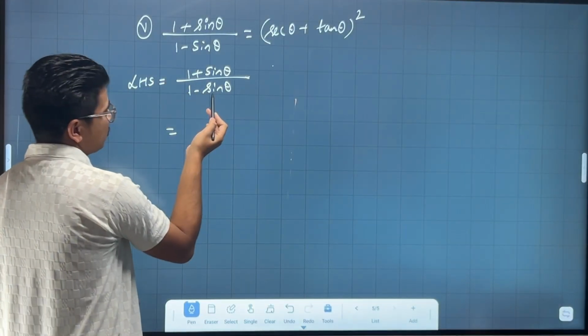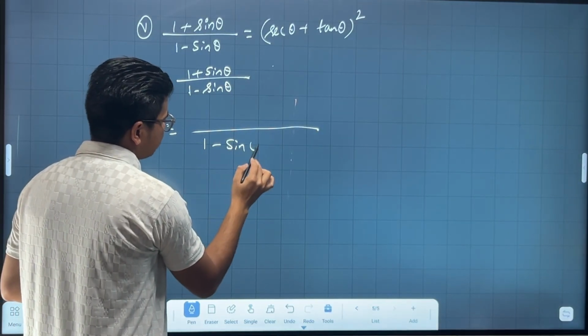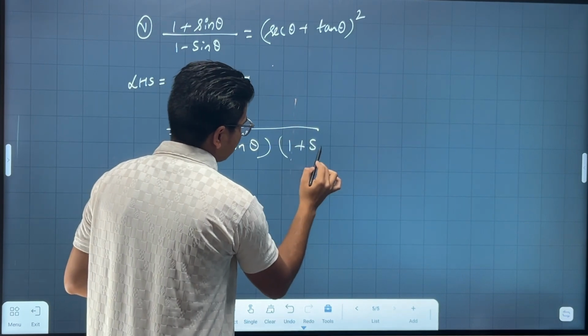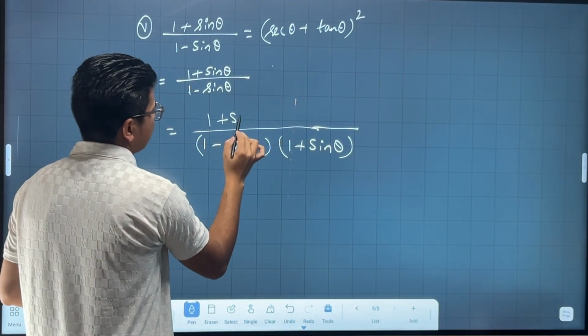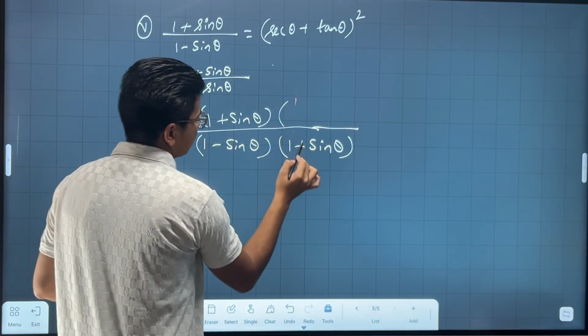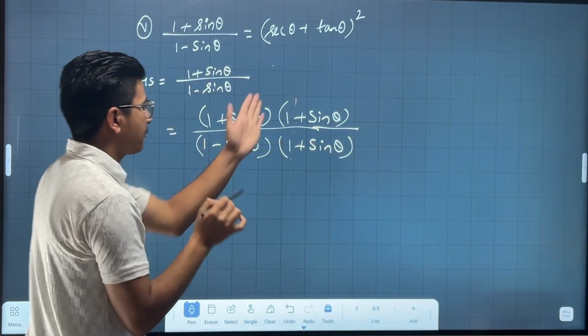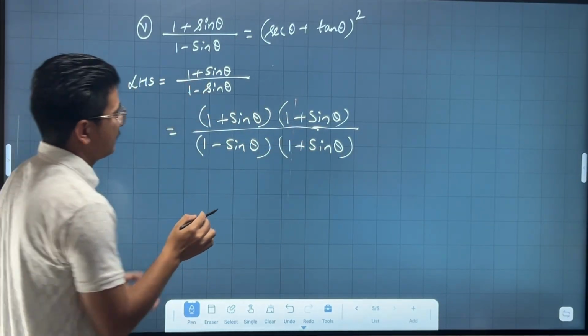On the left hand side we have this. Can you see the hint? Already the hint is there, a minus b, right? So you have to multiply with what? A plus b. Then you can proceed ahead. 1 plus sine theta is already present there, and here I have written 1 plus sine theta, so I have to also write here 1 plus sine theta. If I cancel, then the things will remain the same.